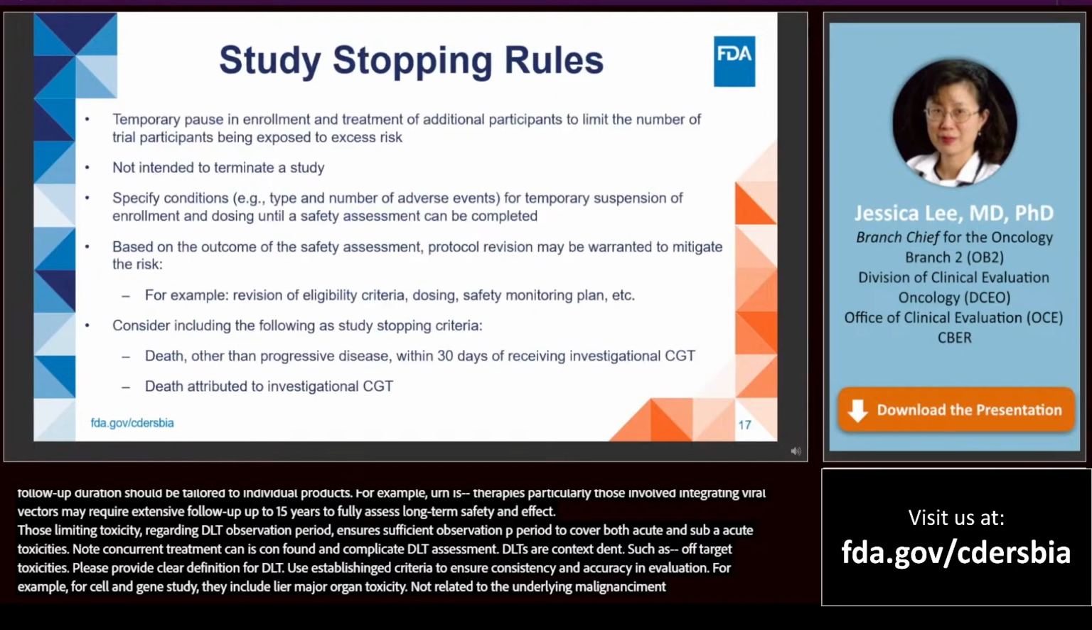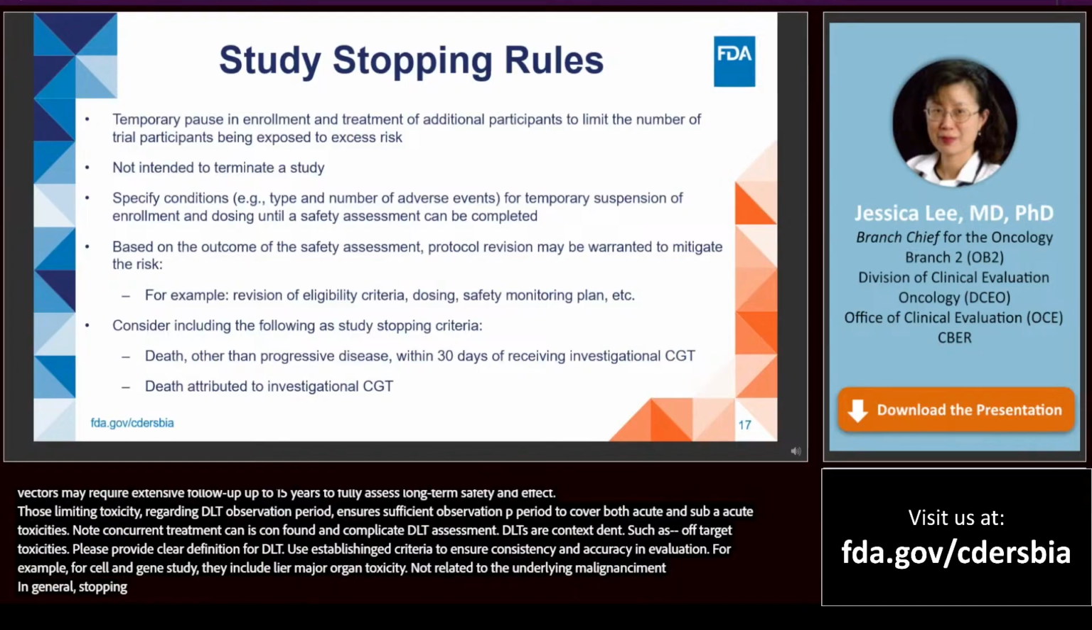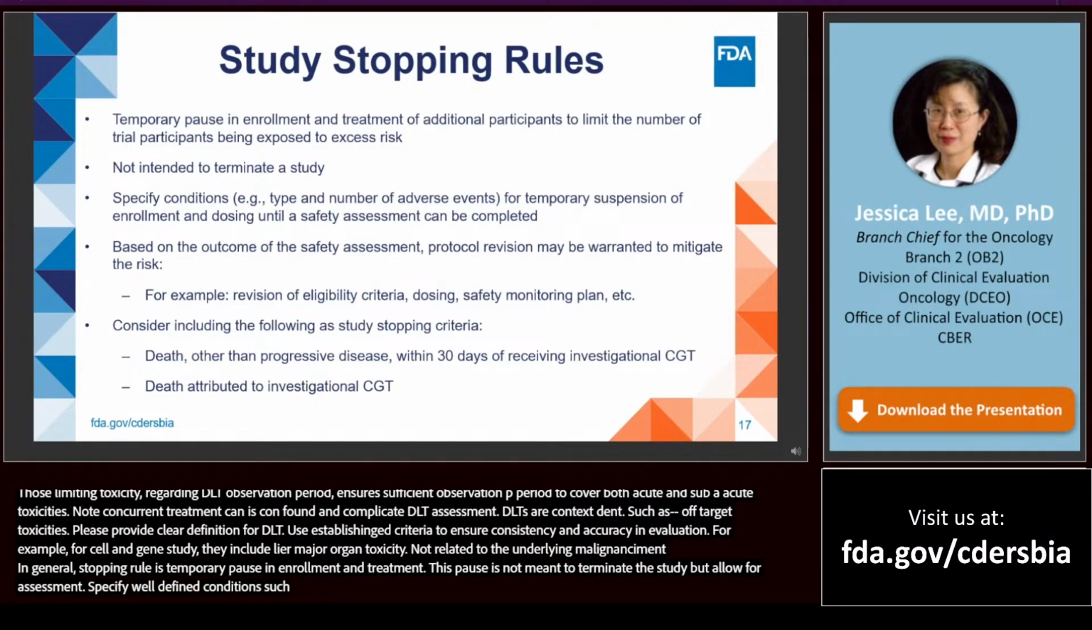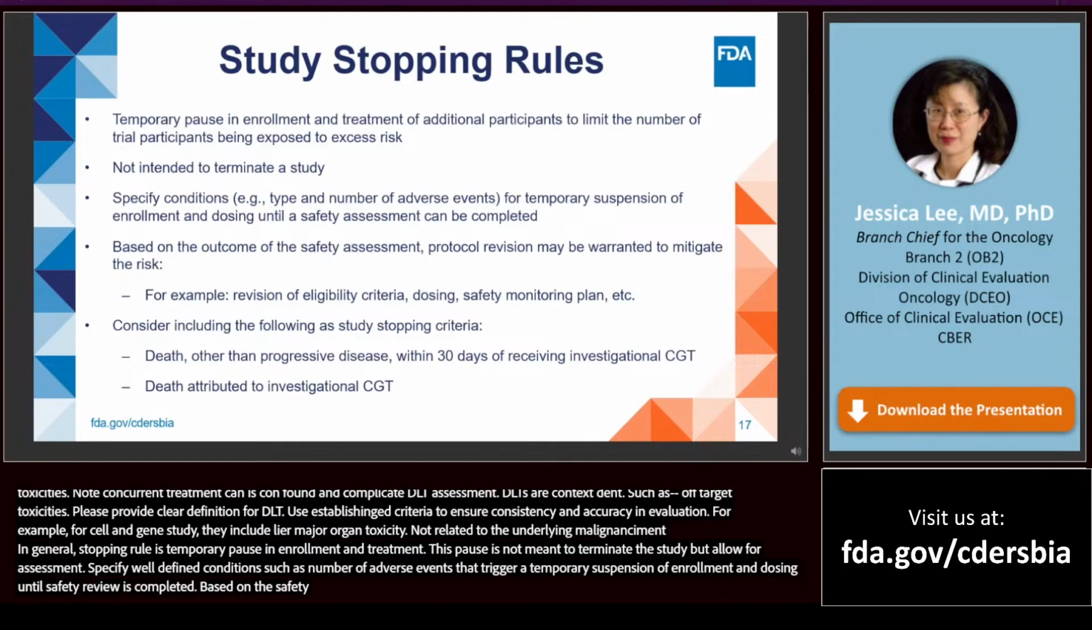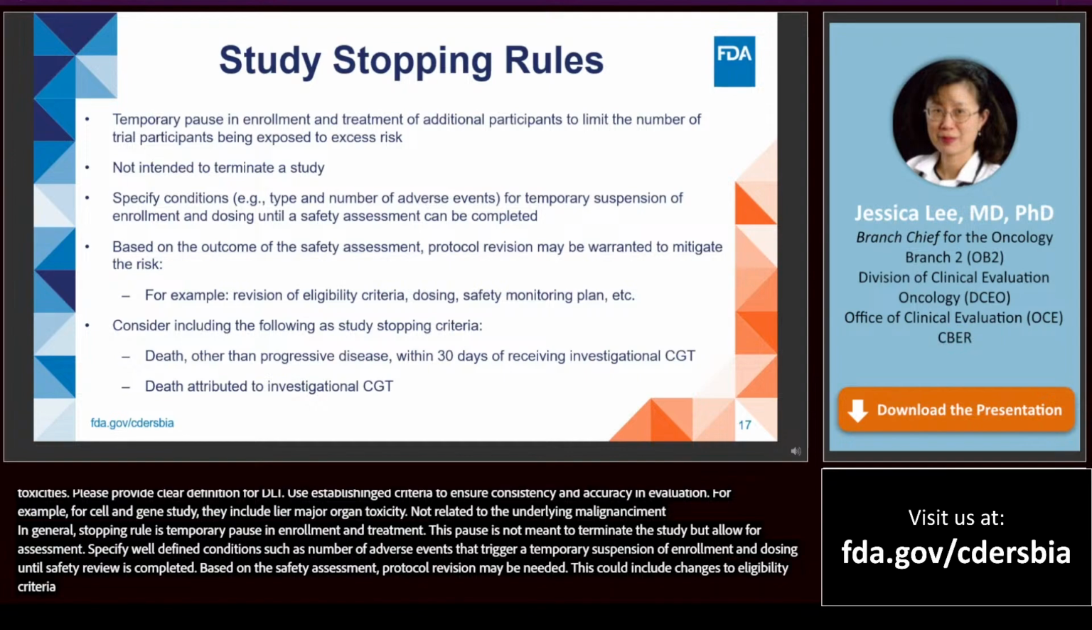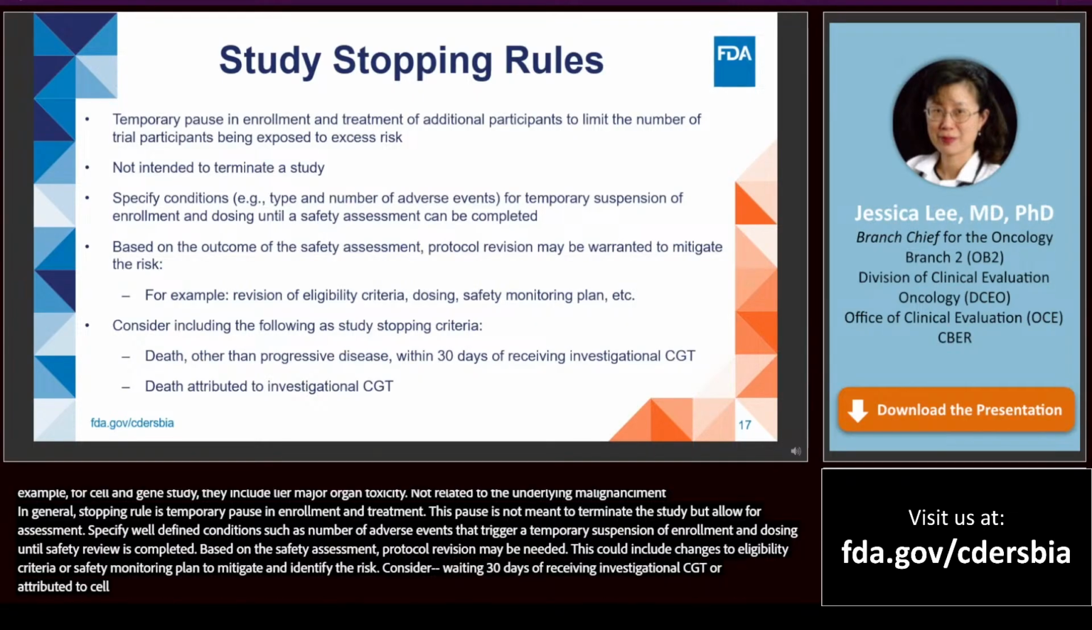Trial stopping rules. In general, trial stopping rule will trigger temporary pause in enrollment and treatment to limit exposure to excess risk. This pause is not meant to terminate the study, but to allow for thorough safety assessment. Specify well-defined conditions such as type and number of adverse events that trigger a temporary suspension of enrollment and dosing until safety review is completed. Based on the safety assessment, protocol revision may be needed. This could include changes to eligibility criteria, dosing regimen, or the safety monitor plan to mitigate identified risk. Consider including deaths not due to progressive disease within 30 days of receiving investigational cell and gene therapy, or any deaths directly attributed to cell and gene therapy as trial stopping criteria.